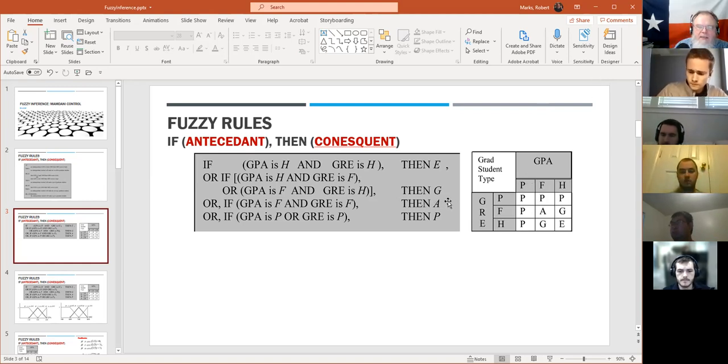You can see the cursor, okay. Then average, or if the GPA is poor or the GRE is poor, then P.